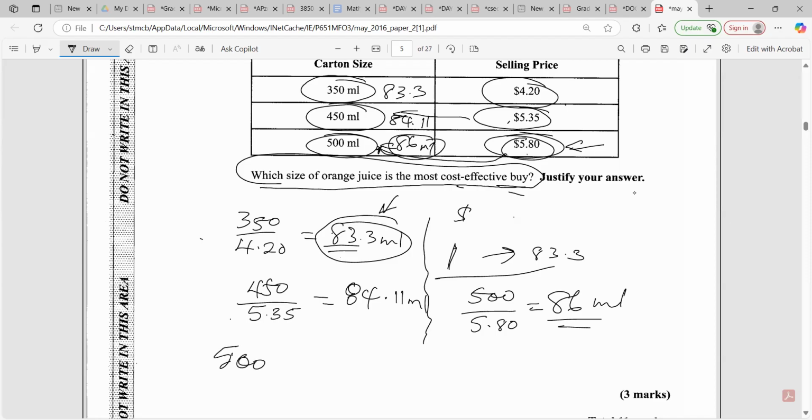So, see, sir? So which one will be good? Because you're saying that the 500 milliliter will be cost effective. Yeah, because you're spending the same $1, but you're getting more orange juice.